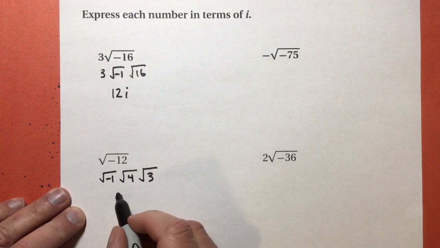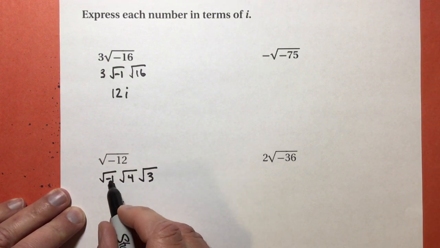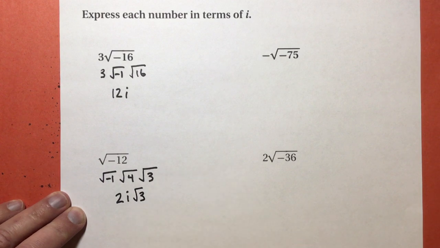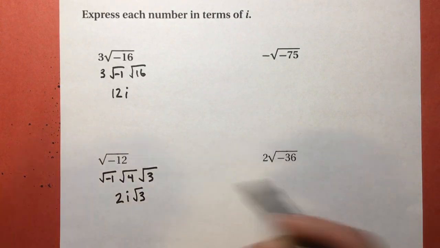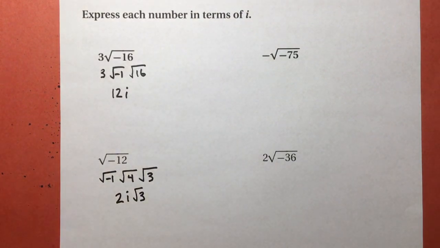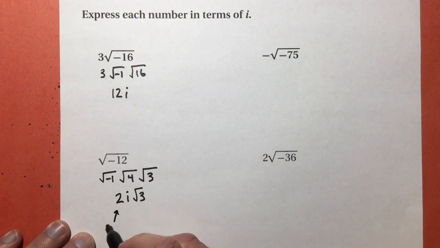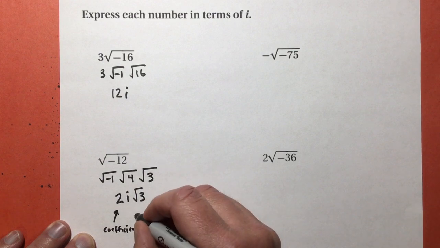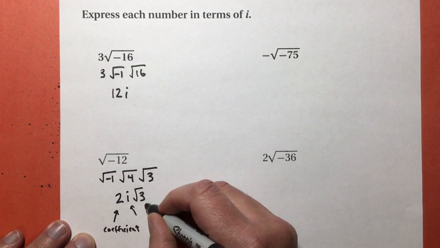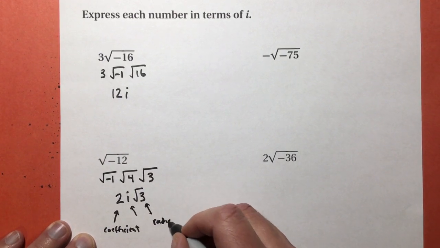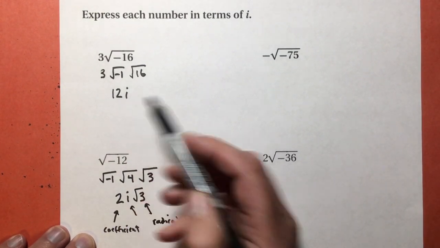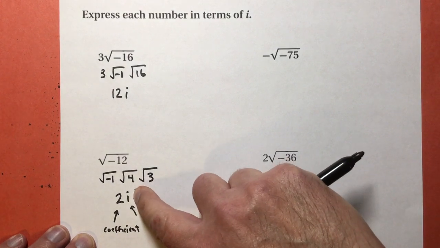Square root of 4 is 2. Square root of -1 is i, and the square root of 3 is just the square root of 3. Now you're probably wondering why I rearranged it. Usually we put the constant or the coefficient in front. Then we put the i, and then we put the radical, if there's any radical, after. Last time there was no radical, so it was just 12i, right? If this one was just 2i, I would have just left it like that.